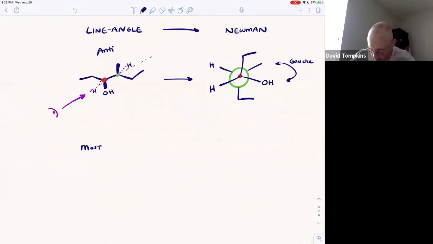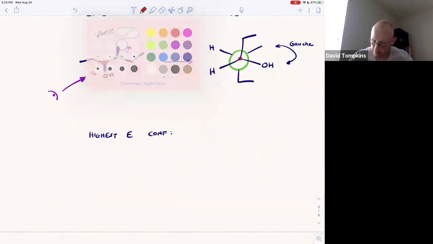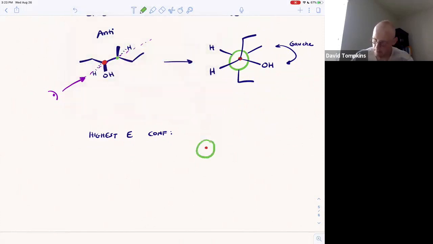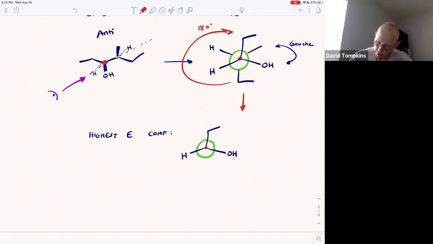So for example, if you were asked for the highest energy conformation, I'm just going to keep that front carbon the same. And now I'm going to rotate the other. So if I take this and rotate it 180 degrees, then that would give the ethyl groups eclipsed, the methyl eclipsed with the hydrogen, and the hydrogen eclipsed with the hydroxyl. And that would likely be your highest energy because we have eclipsing of these bonds when they're parallel. That's torsional strain. And we have two large electron clouds on top of one another, steric strain.